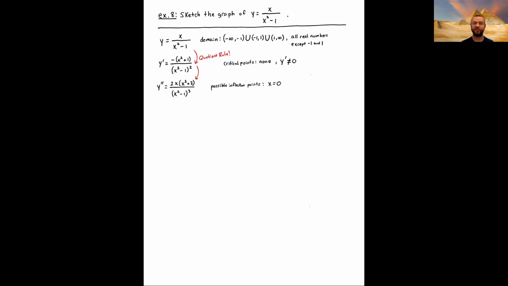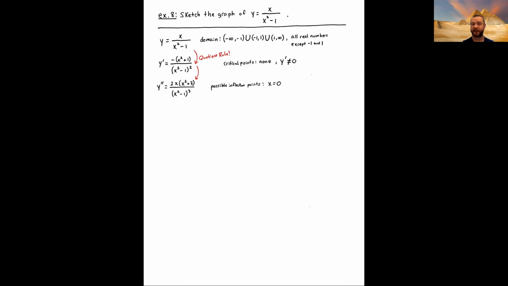And this is a peculiar example. This is a function that has no critical points. Keep in mind, what we define as critical points have to be in the domain of the function. And since we're already excluding -1 and +1 from the domain, those don't actually work out to be critical points, even though they give the first derivative becoming undefined. They're not in the domain, so we exclude those. So what we find here is there are no critical points.